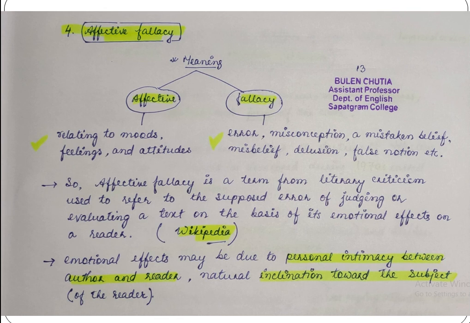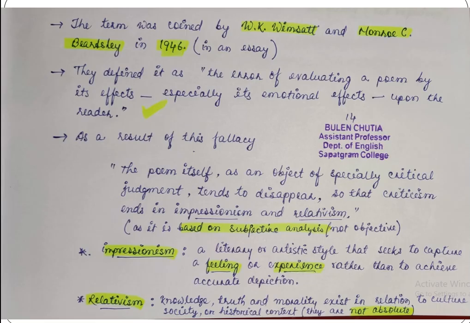So, affective fallacy was a literary term coined by W.K. Wimsatt and Monroe C. Beardsley in 1946. After understanding the meaning of affective fallacy, you have to remember who coined the term, because it is one of the most important questions in all the exams, whether it is MPhil entrance, MA entrance, PhD entrance, or NET, SLET, etc. Who coined the term and when?